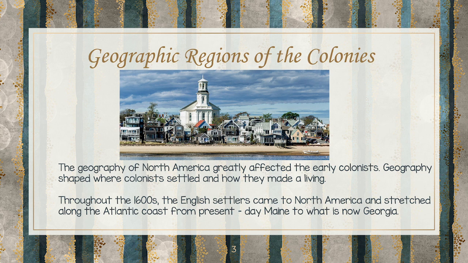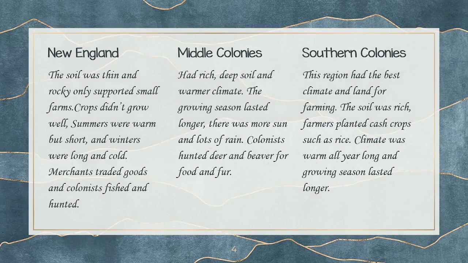The geography of North America greatly affected the early colonists. Geography shaped where colonists settled and how they made a living. Throughout the 1600s, the English settlers came to North America along the Atlantic coast from present day Maine to what is now Georgia. Here are a few things you should know about New England, middle colonies, and southern colonies.